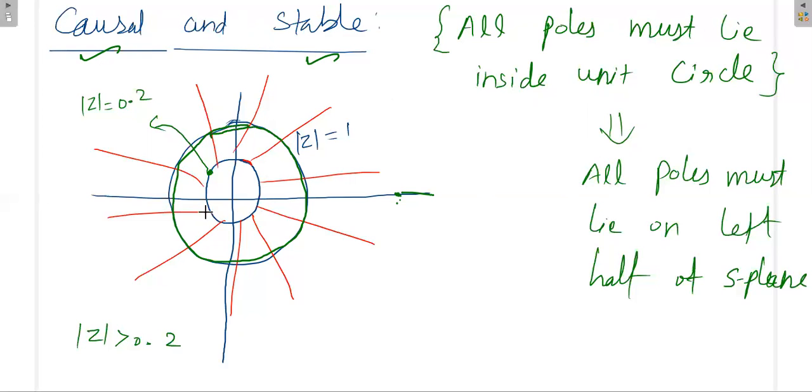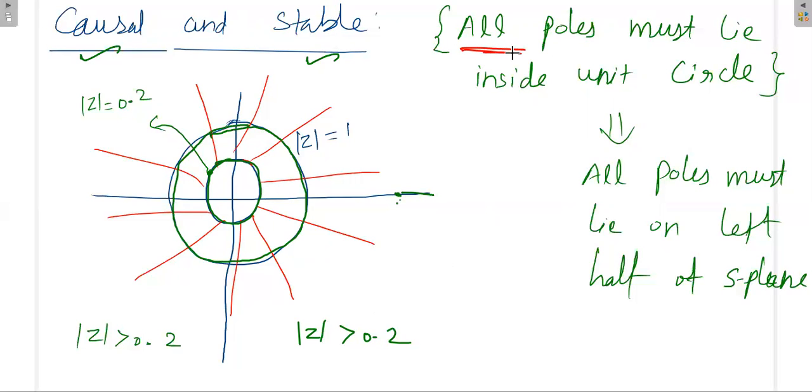For example, if there is only one pole, say mod z equal to 0.2, then when mod z is greater than 0.2, definitely you are going outside. Mod z greater than something is definitely causal. Again, in this process you are including the unit circle, so you get causal as well as stable nature. But why am I taking all poles?